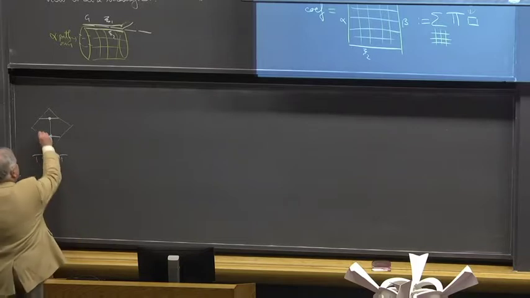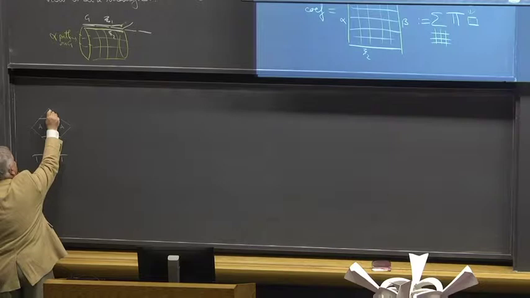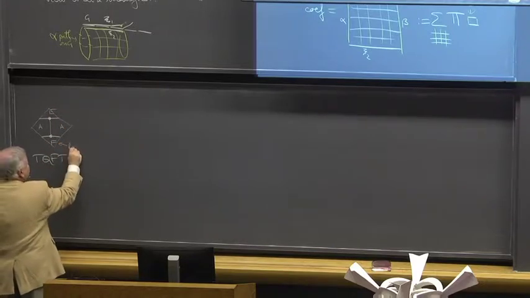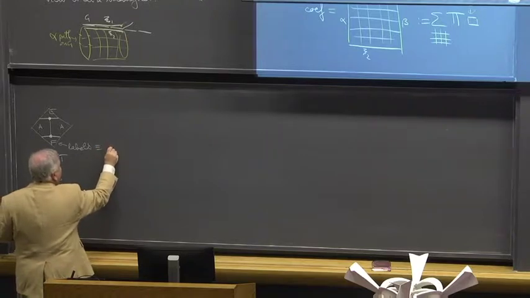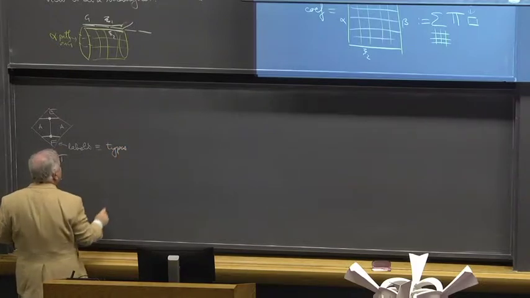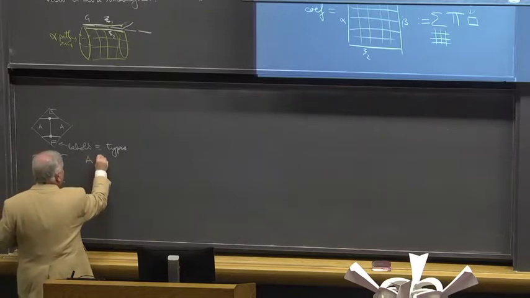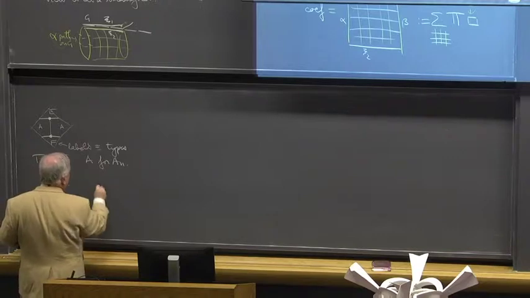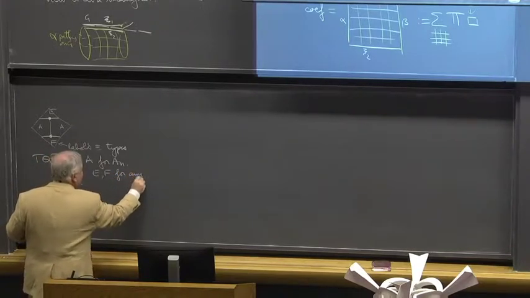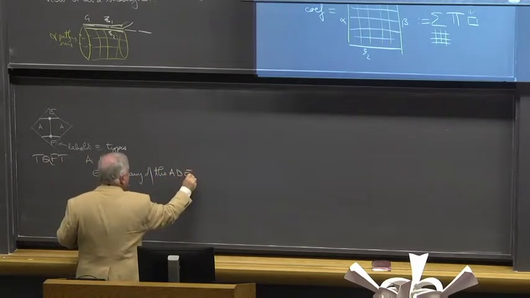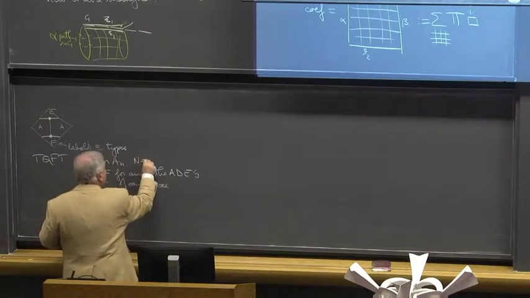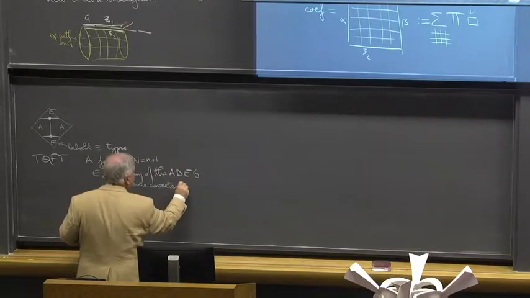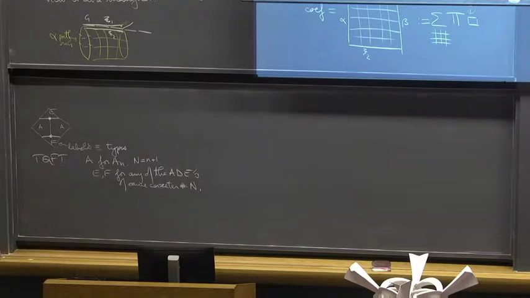So what we have here are some regions, let's call this A, and this one E and F. These are just labels, which will be called by us types. Here A stands for A_N, and E, F for any of the ADEs of the same Coxeter number. Here N is N plus 1. These are labeling the two-dimensional regions.